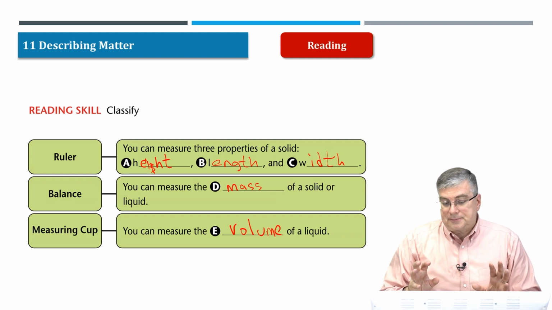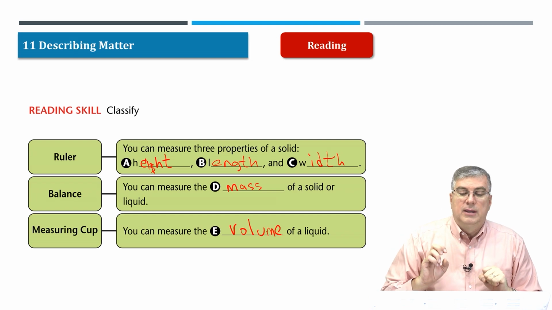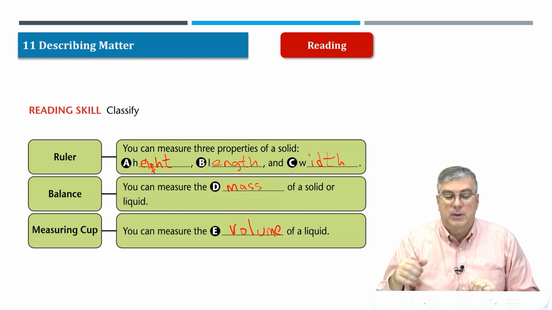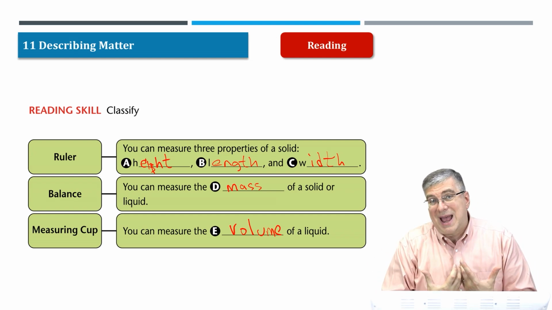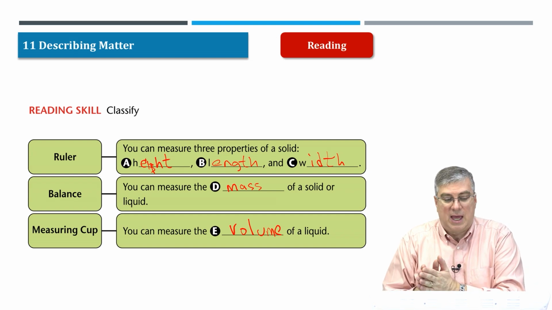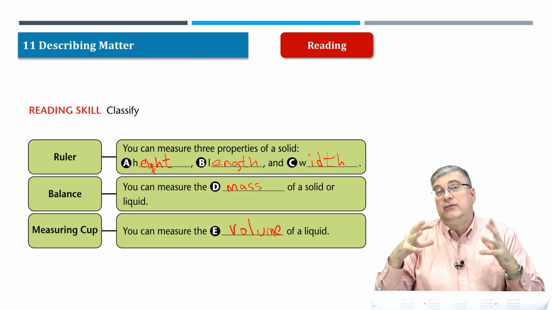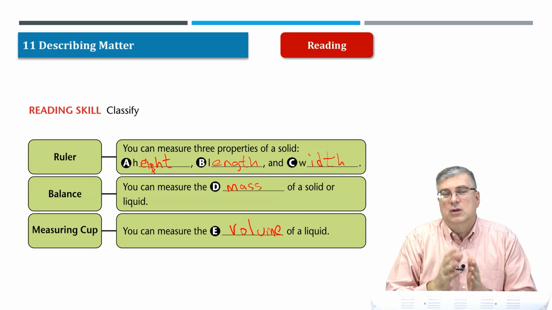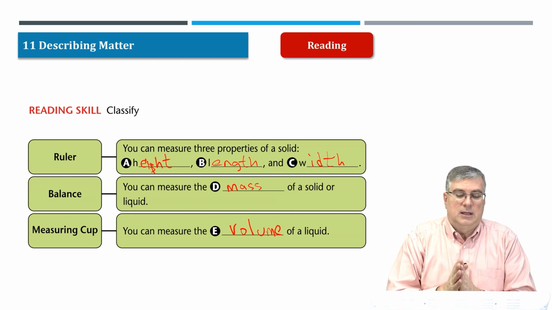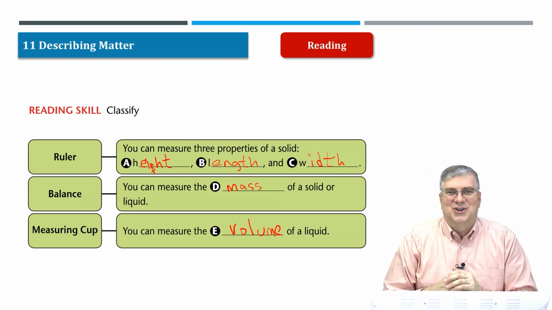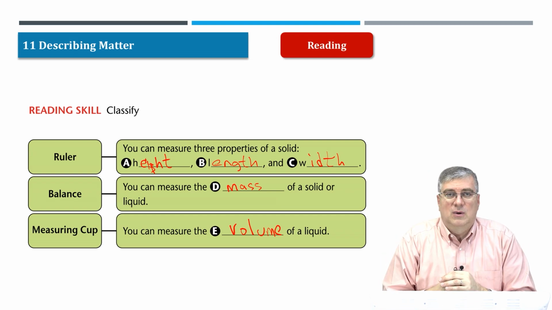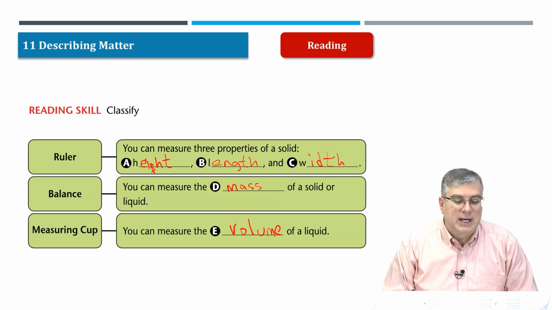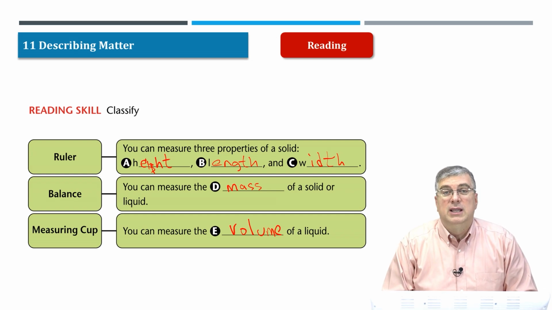So these are different properties of matter. We can measure its height, its length, and its width. We use a ruler. We can find out how much mass is in this piece of matter. We use a balance. If we want to know the volume of a liquid, we can measure it. You can also measure the volume of a gas by pressure, but don't use a measuring cup to measure the volume of a gas. That doesn't work. But you can measure the volume of a liquid at a certain temperature using a measuring cup.